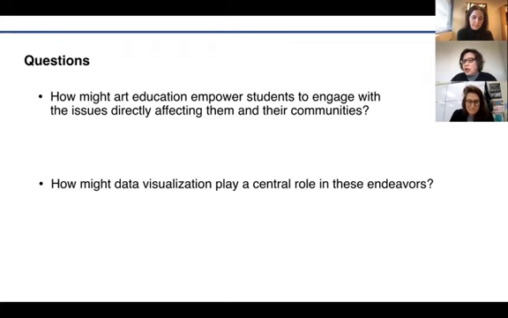In this way, the context of the pandemic propelled us to a place to reconsider how art education more broadly and data visualization more specifically can engage students in issues that matter to them. We pose the following questions. How might art education empower students to engage with the issues directly affecting them and their communities? How might data visualization play a central role in these endeavors?